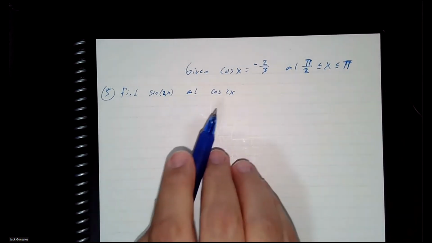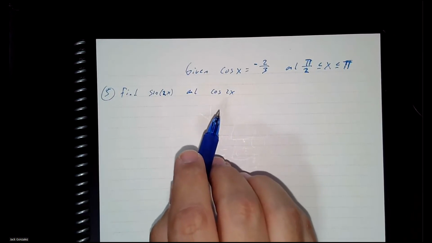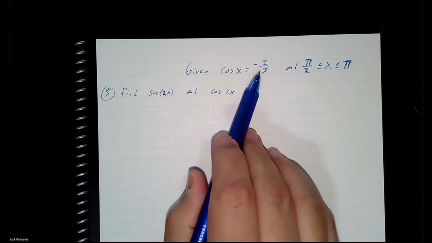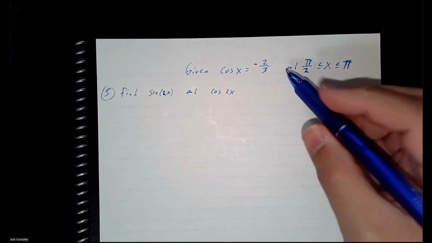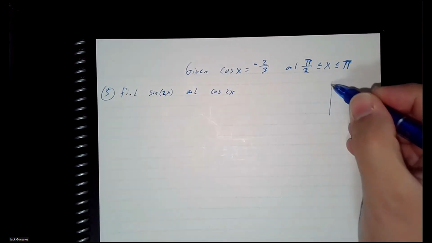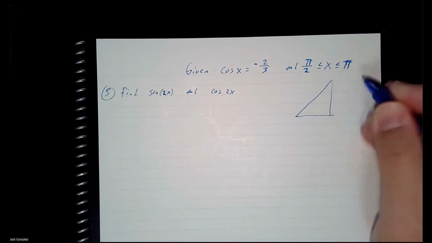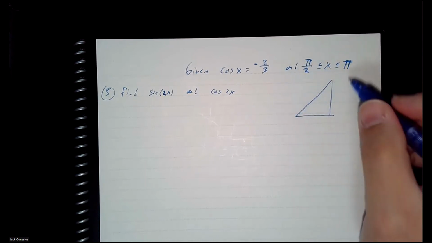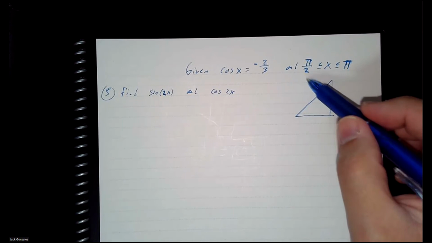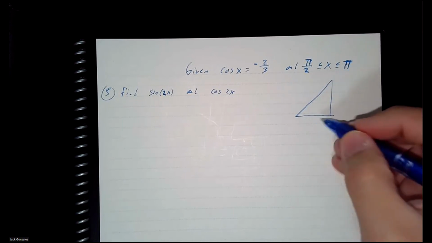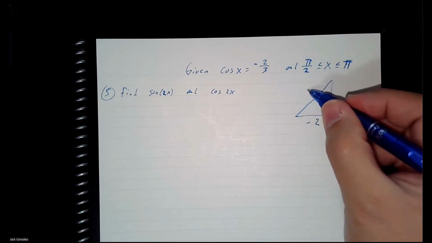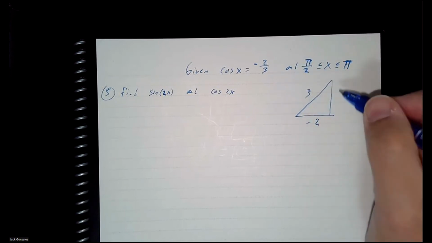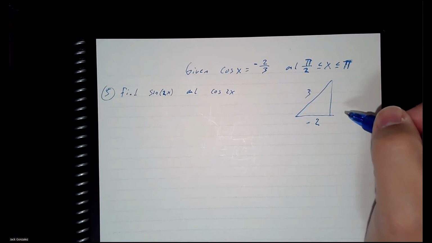Find sine 2x and cosine 2x. The first thing you should do is find sine and cosine. So you have cosine right here, so build your triangle. Adjacent over hypotenuse. This is quadrant 2, so cosine is negative, as we already knew. Right? Find the missing side.